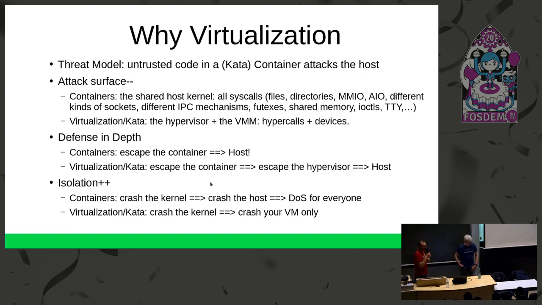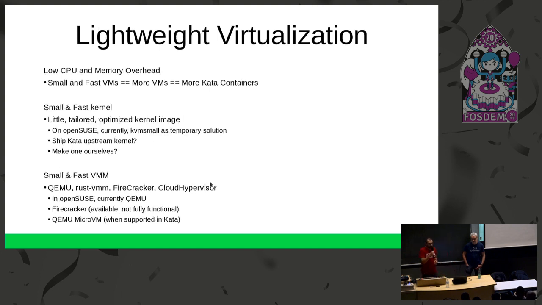And so what you get is improved isolation, as Ralf has already said. For example, even if someone manages to escape from the container and exploit a vulnerability to crash the host in a standard container setup, then it can actually crash the host and cause denial of service for all the other containers running there. While with virtualization, in a Kata container setup, it can only crash the virtual machine where it's running inside. And of course, this all comes at a price in terms of overhead, mostly CPU and memory overhead.